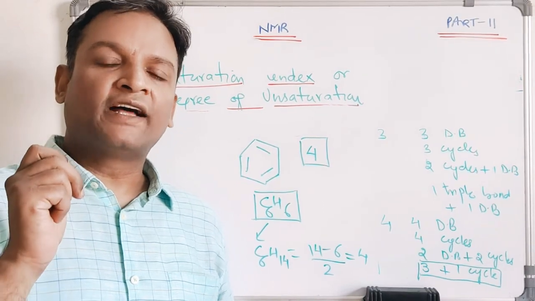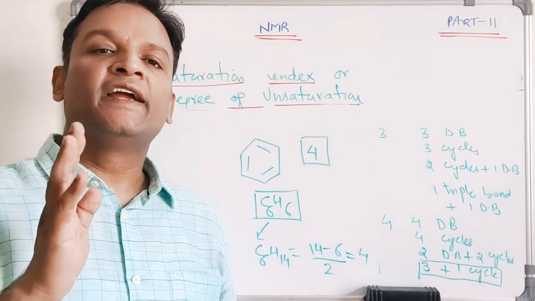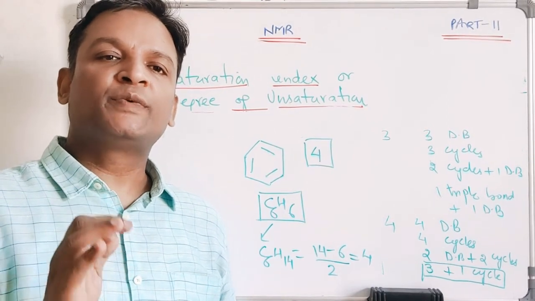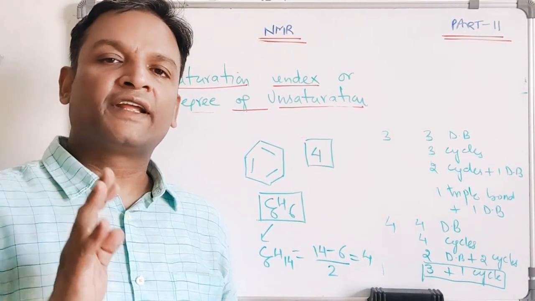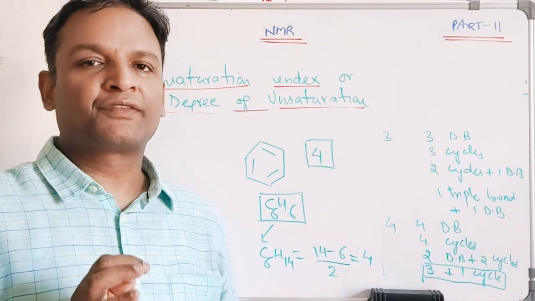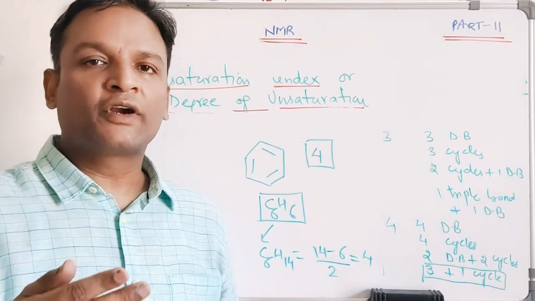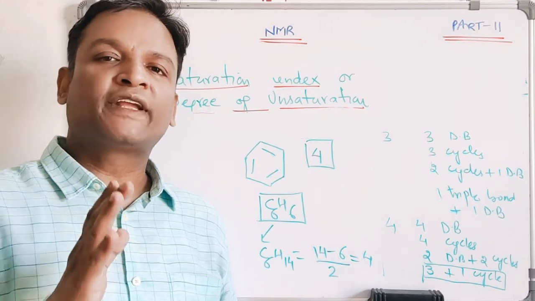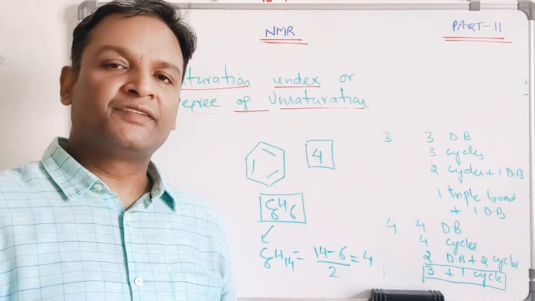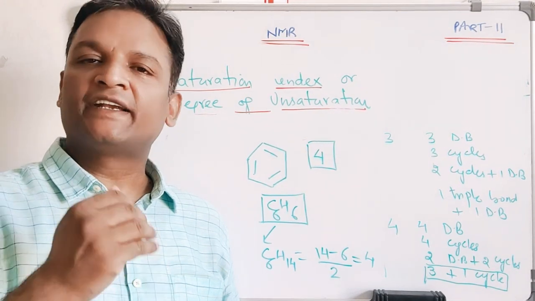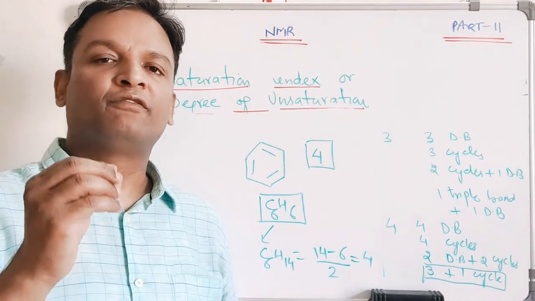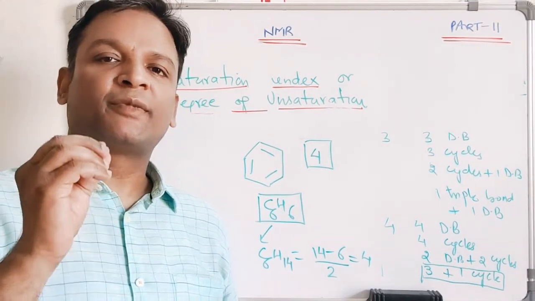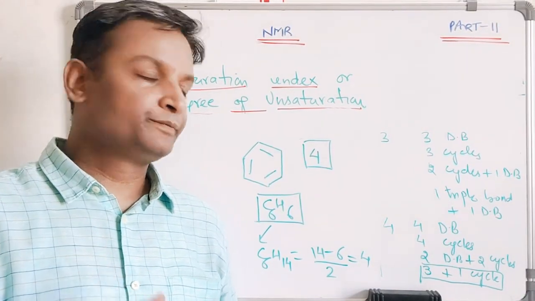If a compound's unsaturation index is equal to 3, it means the compound cannot be benzene. For any benzenoid compound, there must be at least 4 degrees of unsaturation. It may be more than 4, or it can be 4, but it must be at least 4. If it is less than 4, then the compound cannot in any case be a benzene type compound. It will be some other type, but not a benzene type compound.